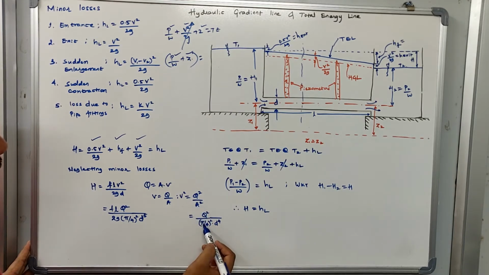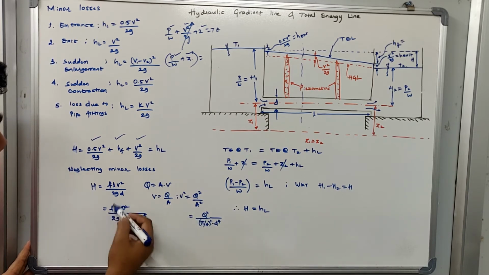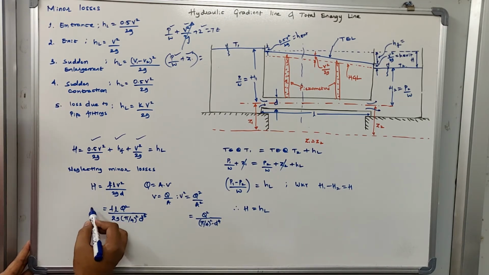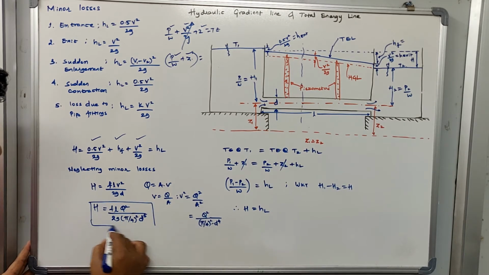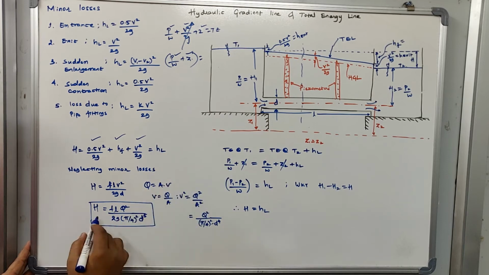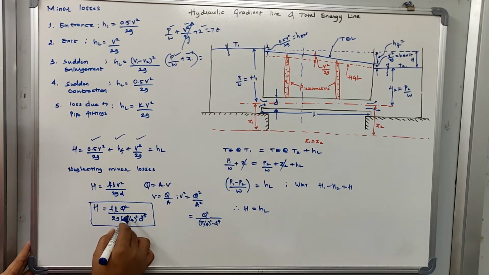So area will be equal to pi by 4 D square, right? That is what the equation is. So if I take the area square, it will be pi by 4 whole square into D raised to 4. So instead of V square, I can substitute this into the equation. Substituting, this is what I get. So H, which is the difference of water level in the tank, will be equal to f L Q square divided by 2 g into bracket pi by 4 whole square into D raised to 5.